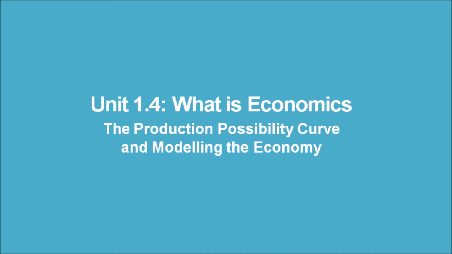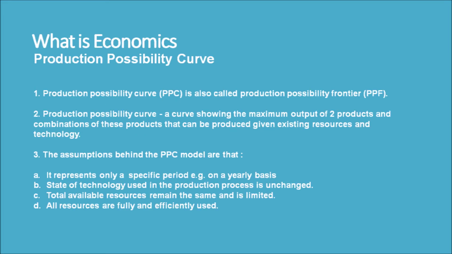Unit 1.4, What is economics? The production possibility curve and modeling the economy. 1. Production possibility curve, PPC, is also called production possibility frontier, PPF. 2. Production possibility curve: a curve showing the maximum output of two products and combinations of these products that can be produced given existing resources and technology.